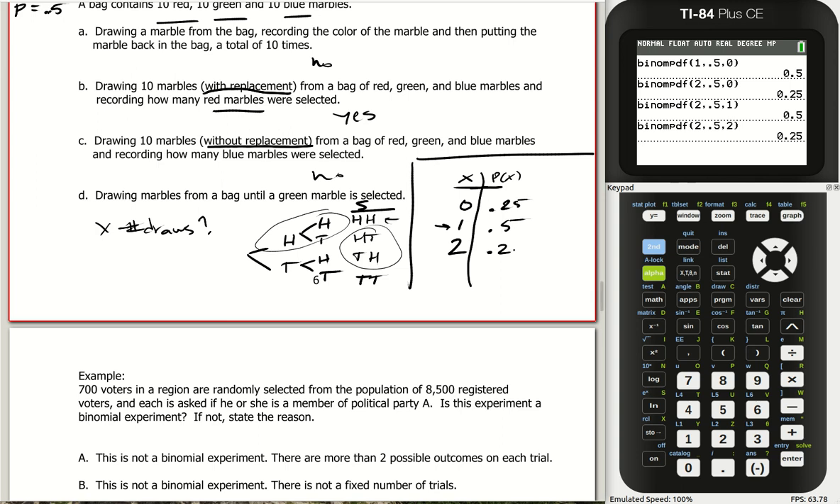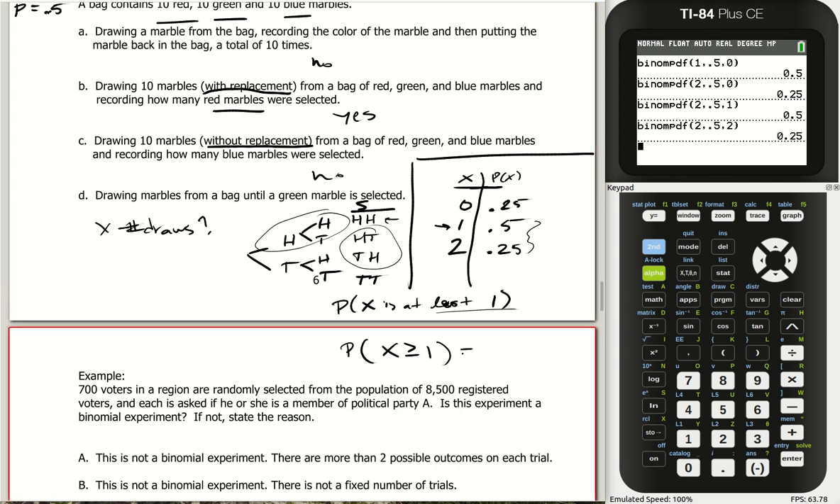Now, what if we had a question, what is the probability to get a range of values, like x is at least 1. We're about to flip twice. We want to know the probability that we get heads at least once. You notice at least 1 could also be written as the probability that x is greater than or equal to 1. That would be these 2 probabilities together, 0.5 and 0.25, because 1 and 2 are both at least 1. And so we would add those together and get 75%.